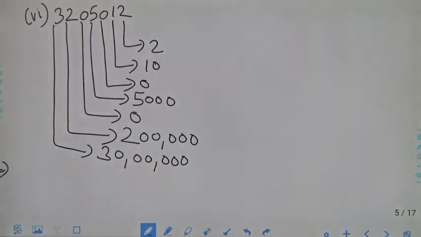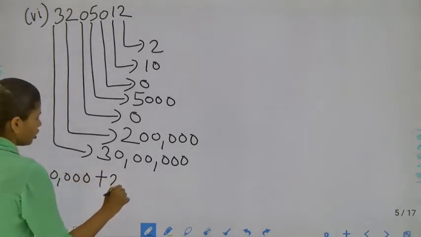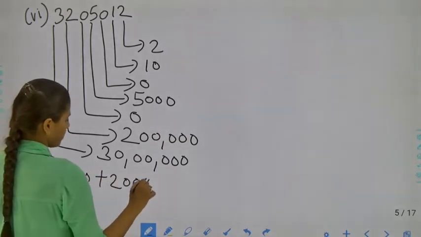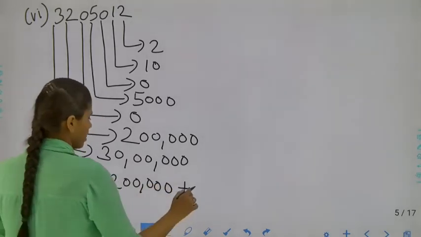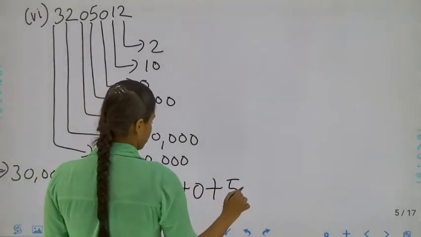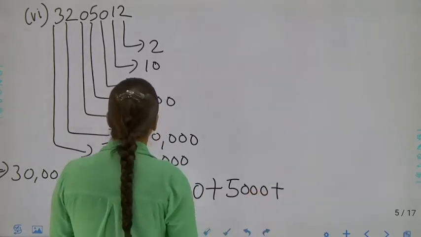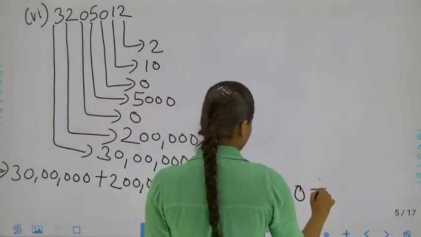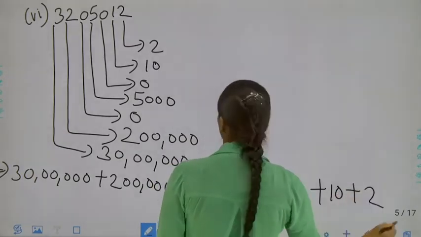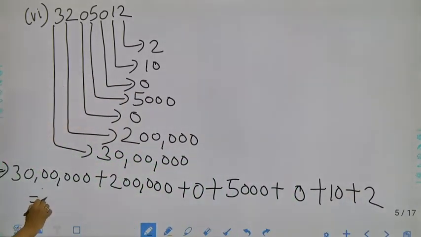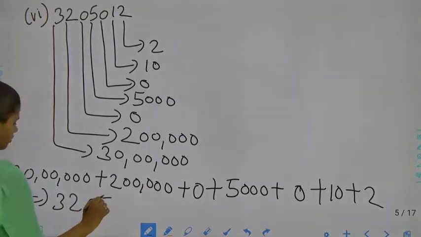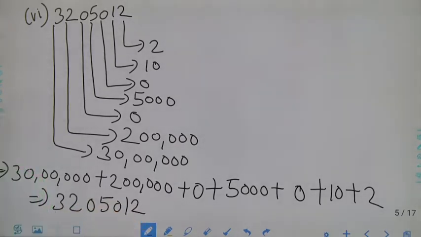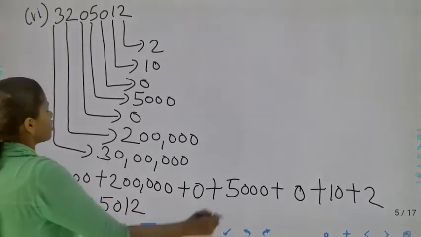Next, again we have to do addition. That is 1,000. Then 100. 10 plus 2. That is 32,05,012. Okay, students. Now, 7th and 8th part is your homework.